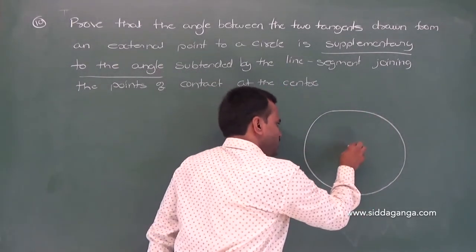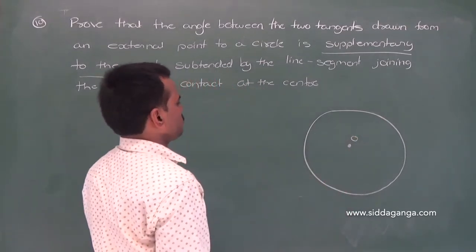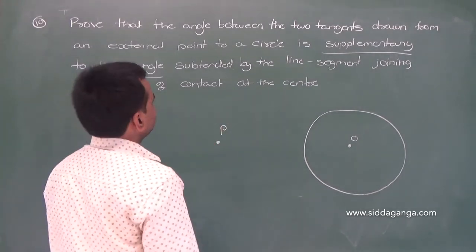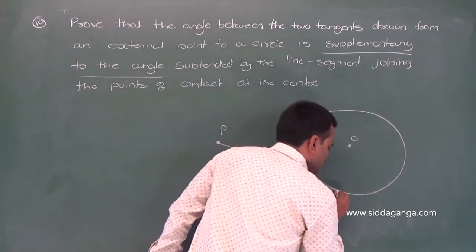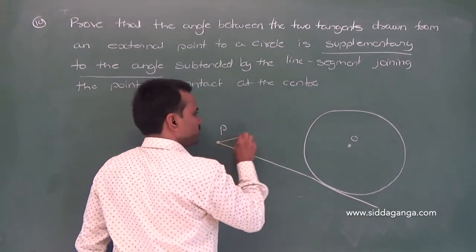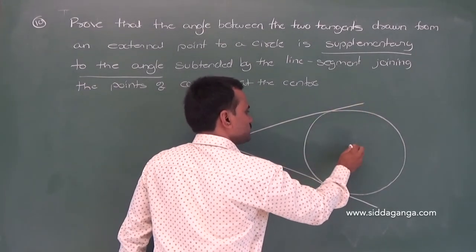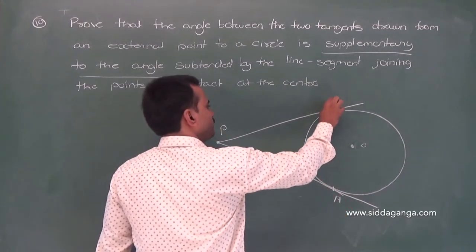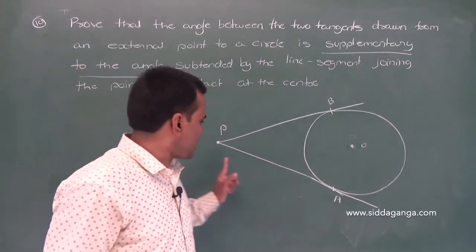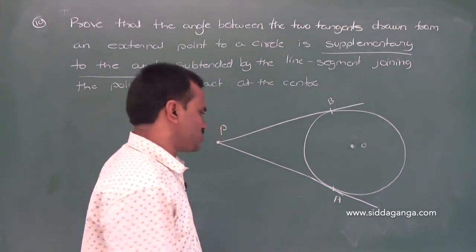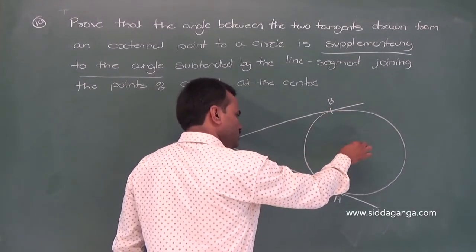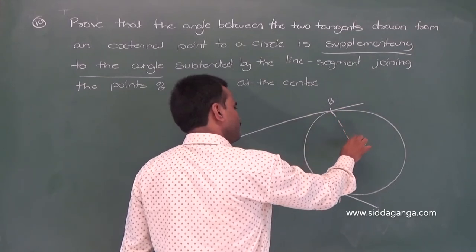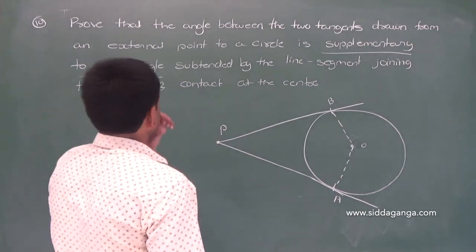Center is O. I draw a point. P be a point outside the circle. We draw the tangents. PA and PB are the two tangents drawn from the external point, with respect to the point A and point B. So we join OA and OB. Observe here.